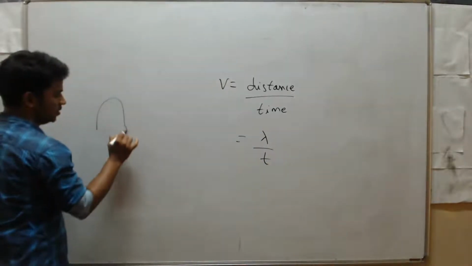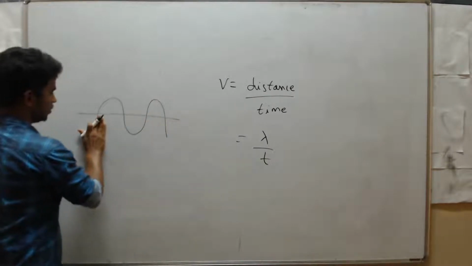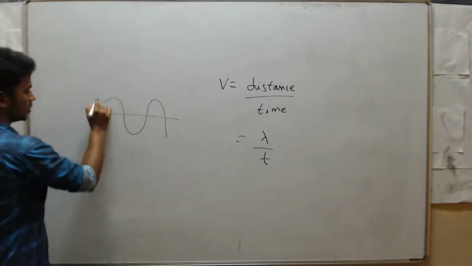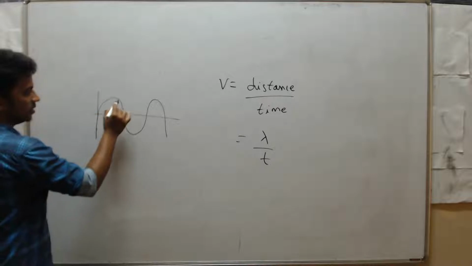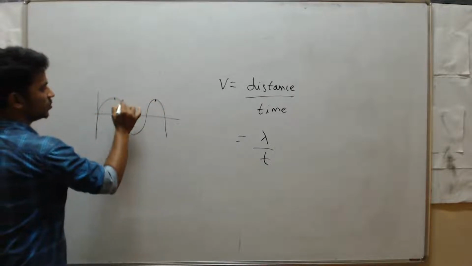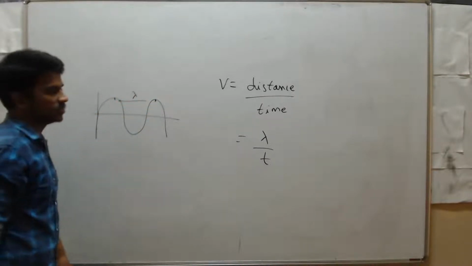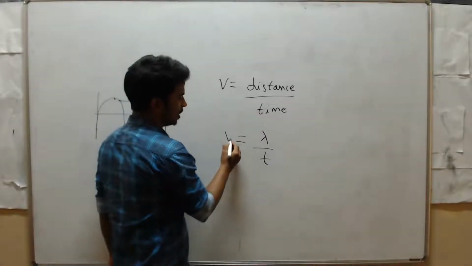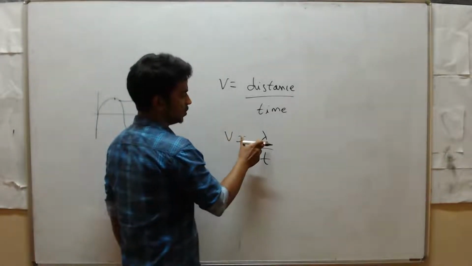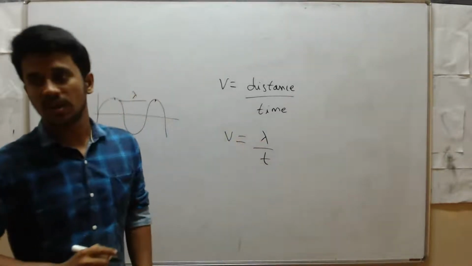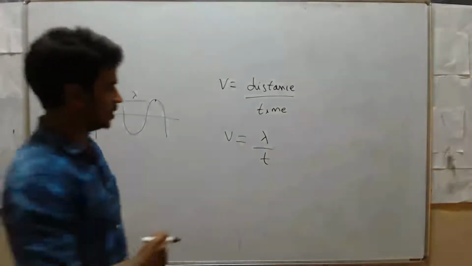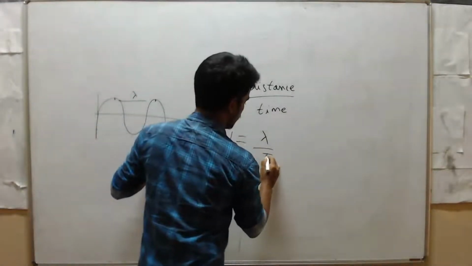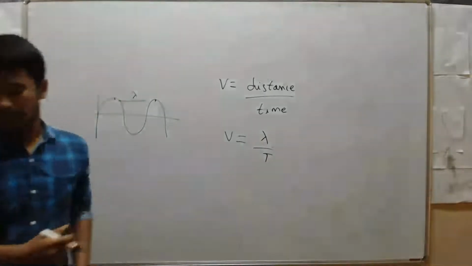This is the distance from peak to peak. This distance is called lambda. So we write the speed of sound v equals lambda by T, where T means time period. Better we use the capital letter.